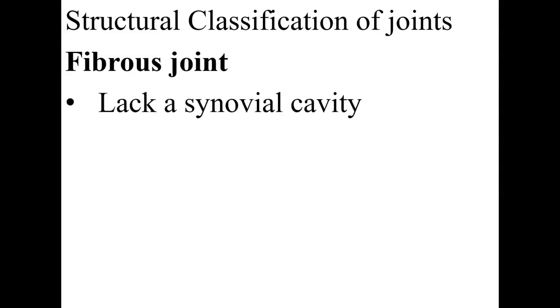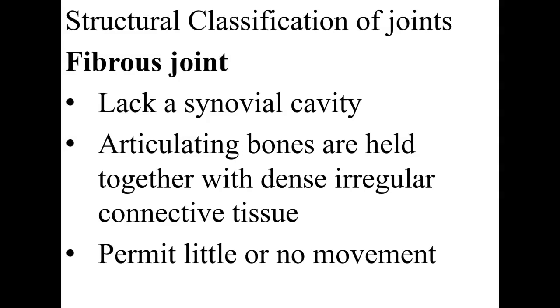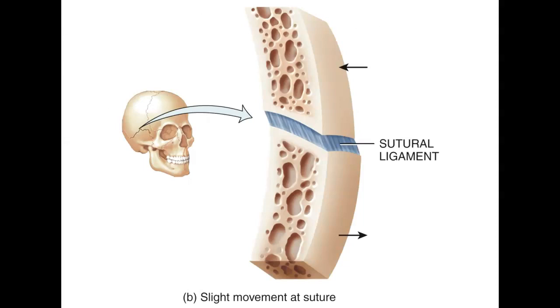Another way that we can classify joints is based on structural classification, so how they're structurally organized. A fibrous joint lacks a synovial cavity. It has articulating bones that are held together with dense irregular connective tissue in the form of a ligament, and it permits little or no movement. So here we have an example of a sutural ligament, which is right here, the ligament holding the two skull bones together.